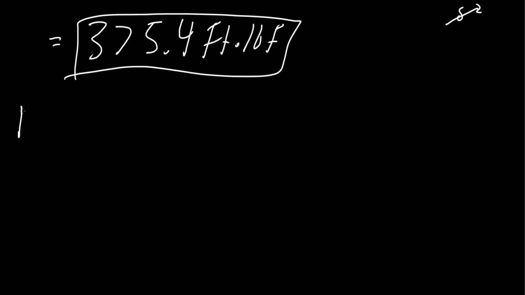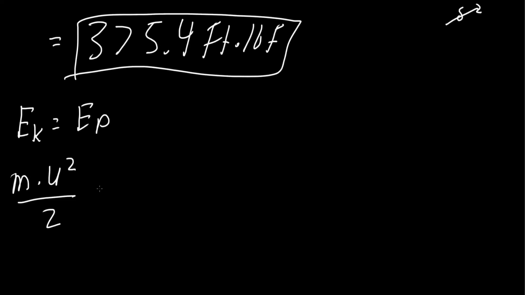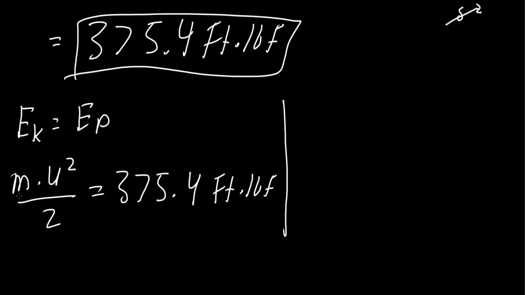So we can say that kinetic energy is equal to potential energy. Kinetic energy, the formula is mass times velocity squared divided by 2. Potential energy is this. So this will equal 375.4 feet times pound force. We know mass was 25.03 pound mass. That is something we calculated in the first step. So now we just need to rearrange this and solve for U.